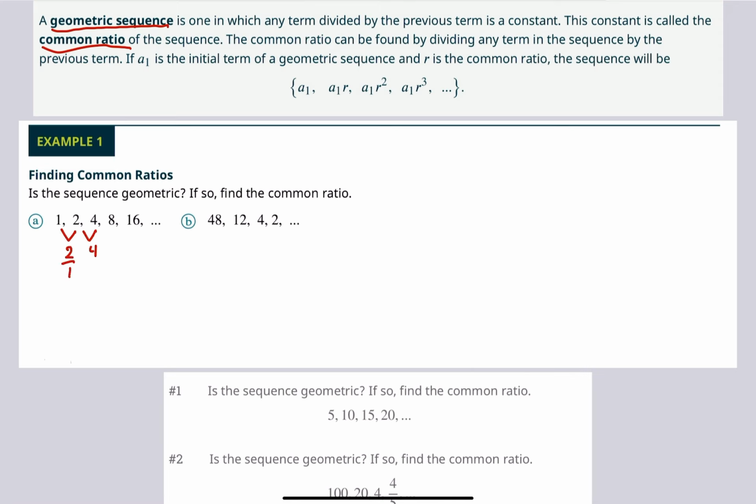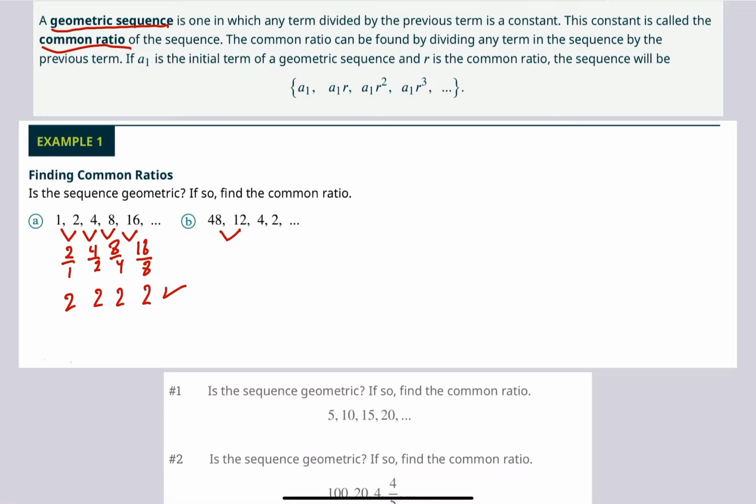4 divided by 2. 8 divided by 4. And 16 divided by 8. What do we get? We get 2, we get 2, we get 2, and we get 2. That's it. So that simply means there's a common ratio going on.